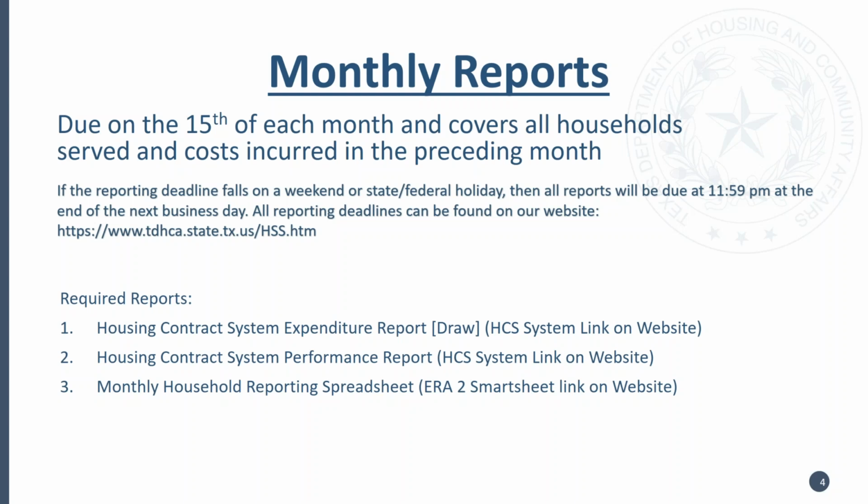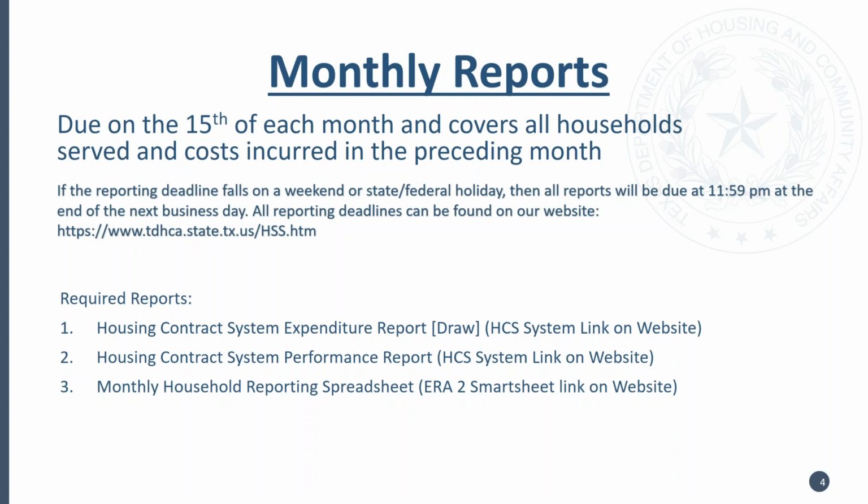We're going to break this down a little bit more in detail, but in general, you're going to have 3 required reports. 2 of those reports are submitted through the housing contract system. This is going to be your housing contract system expenditure report, or your expenditure draw or reimbursement draw. And the second is going to be your housing contract system performance report. These are going to be your households that you've served.